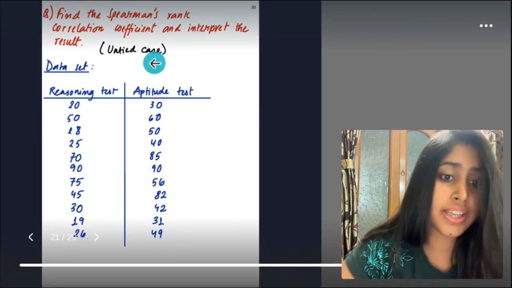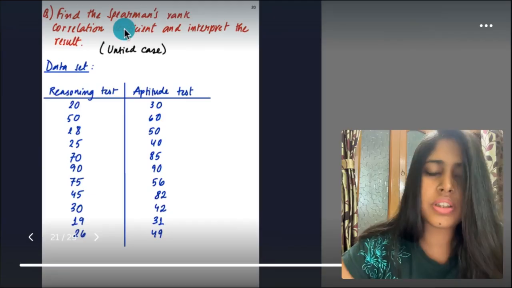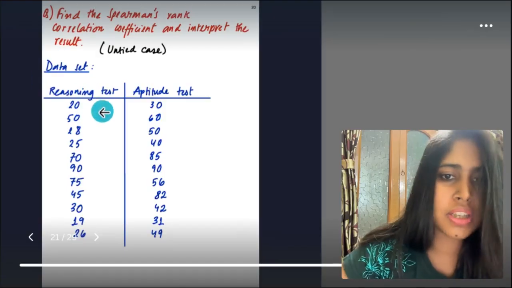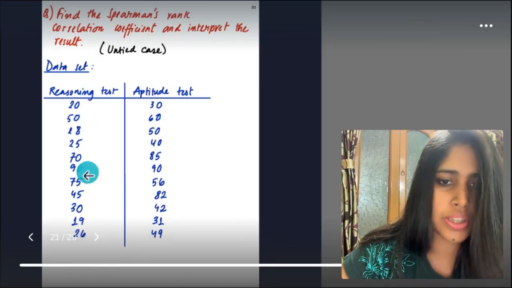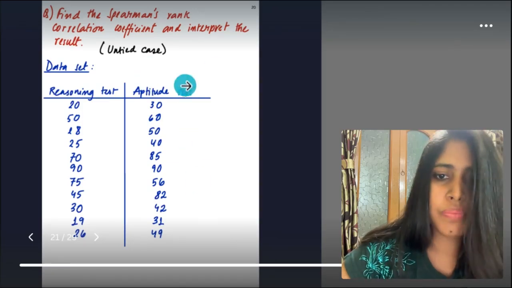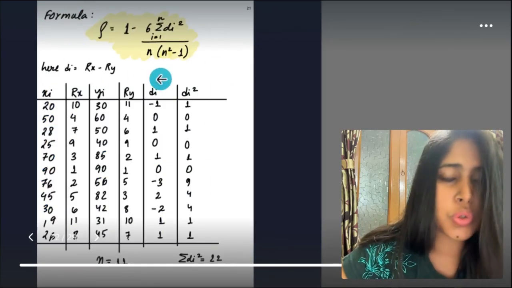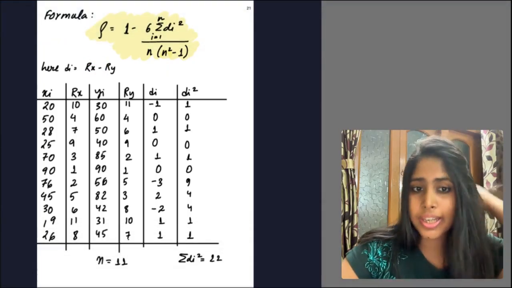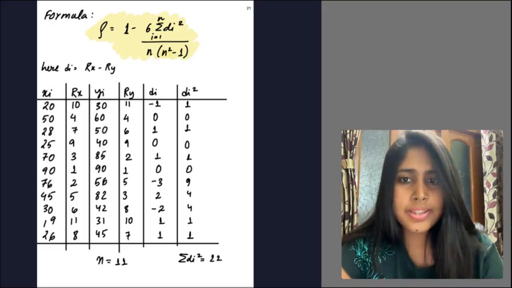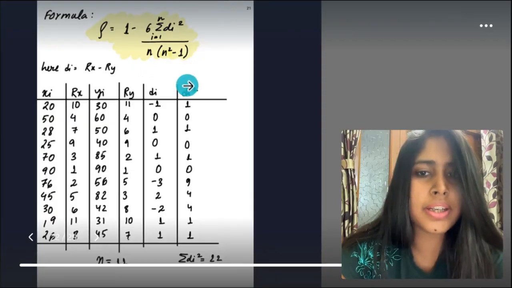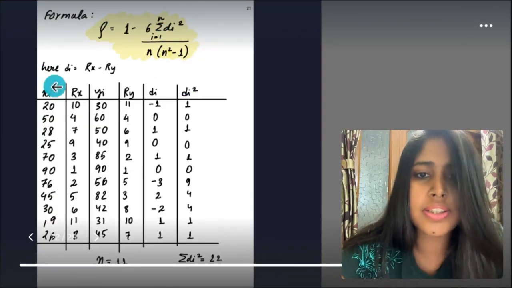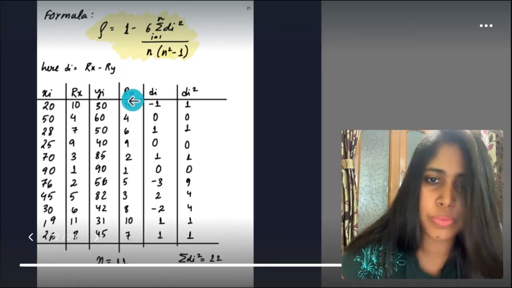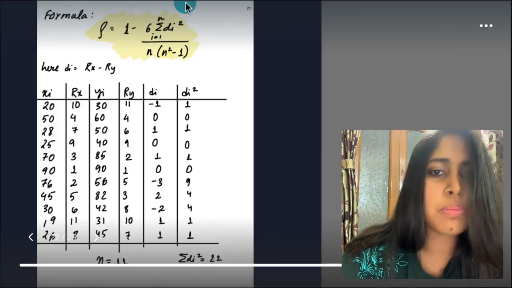See, the untied case is the easiest case of rank correlation. Here the question is to find the Spearman's rank correlation coefficient and interpret the result. The data given here is reasoning test marks 20, 50, 28, and like that, and aptitude test marks. Here you first need to know the formula, which you already know from my previous video. For the untied case the formula is rho is equal to 1 minus 6 into summation of di square divided by n into n square minus 1. What is di? It is the rank difference, rx minus ry. Rx is the rank of x and ry is the rank of y, and summation is i running from 1 to n.